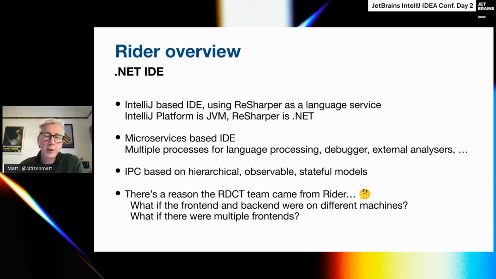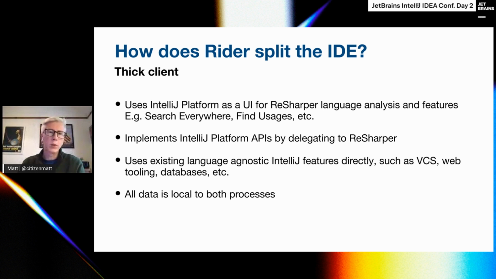And it's interesting to point out as well that the remote development and collaborative tools team came from Rider. So looking at this idea of having a split of a JVM UI and a .NET backend, you can imagine the questions. What if the front end and back end are on different machines? That's remote development. What if there were multiple front ends? We can have collaborative. So you can see how the work that we've done has come out of the work we did with Rider. So how does Rider split the IDE?